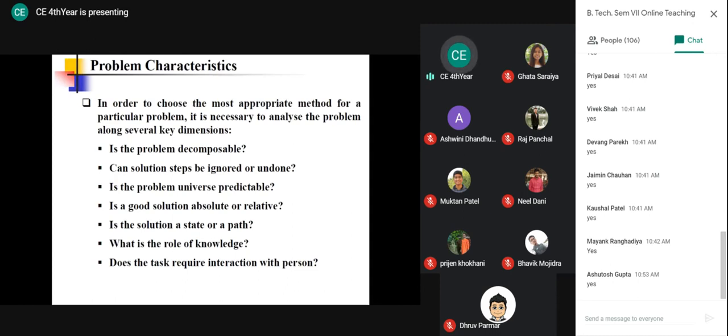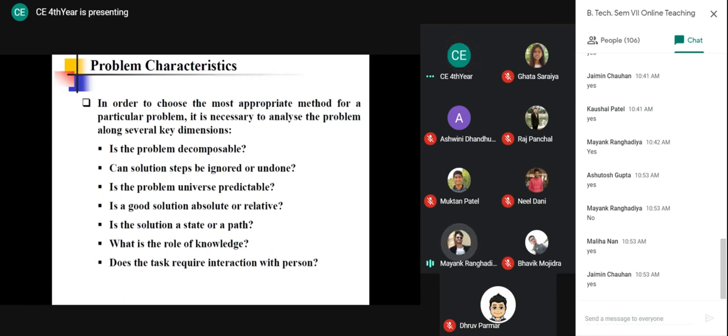Now all of you think and give me the answer in chat. Please give me an answer. Okay. Mayank says no. Mayank, please unmute your mic. Malia says yes. First, Mayank, unmute your mic.